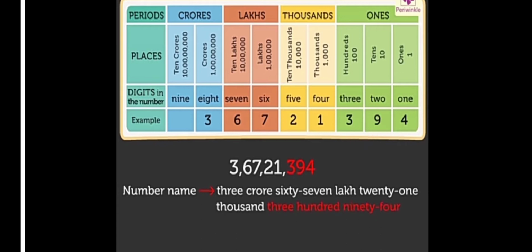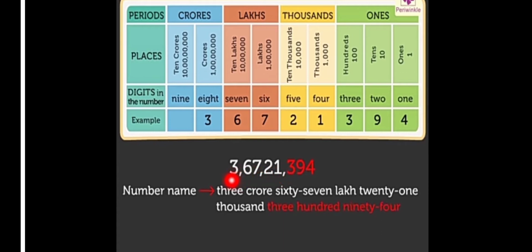Okay, so how will we put commas? As we know, we always write the first comma after 3 digits from the right. So from the right 1, 2, 3, and then we put the first comma. Again after 2 digits, 1, 2, we put a comma. Again after every 2 digits, 1, 2, we put a comma. Okay, and how will we read it? Ones, tens, hundreds, thousand, 10,000, lakhs, 10 lakhs, and crore.